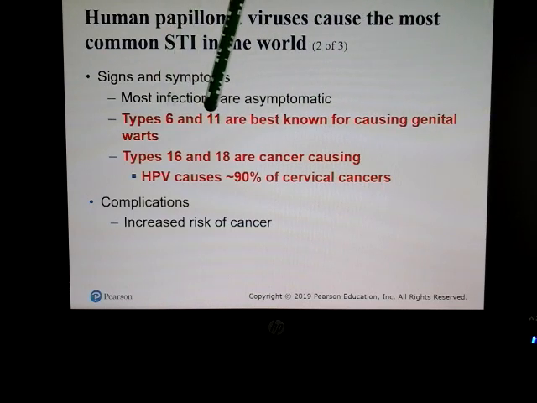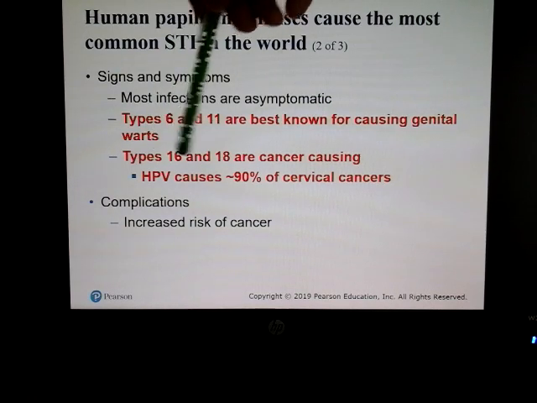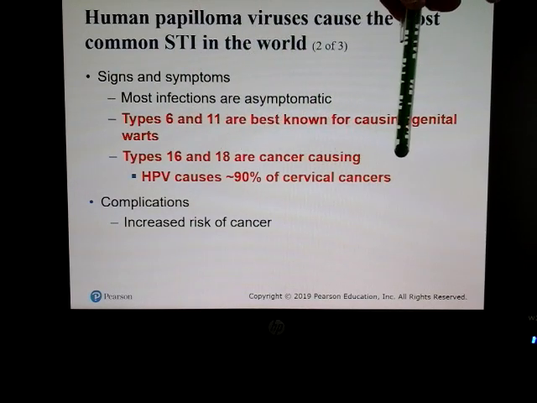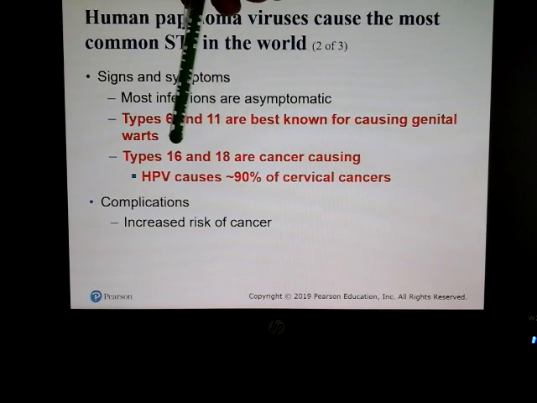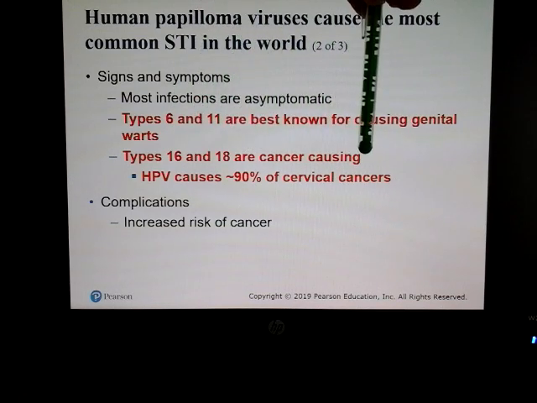Type 6 and 11 are best known for causing genital warts. Again, 6 and 11, genital warts. Type 16 and 17 are cancer causing. Again, 16 and 17 are cancer causing.